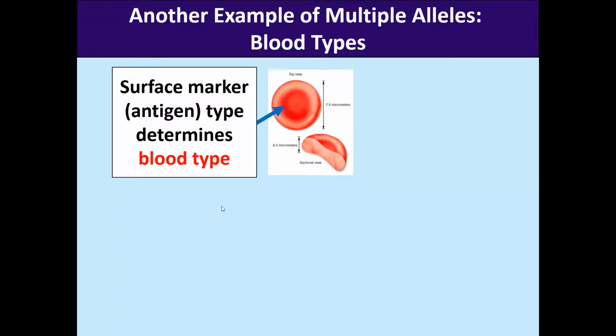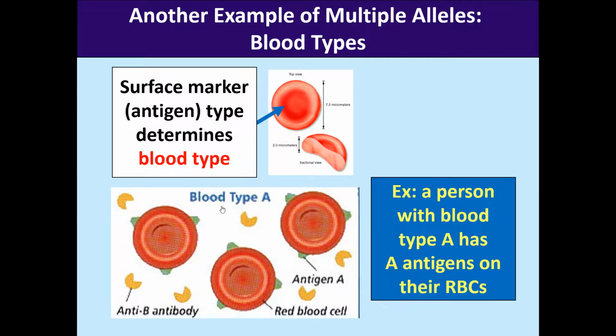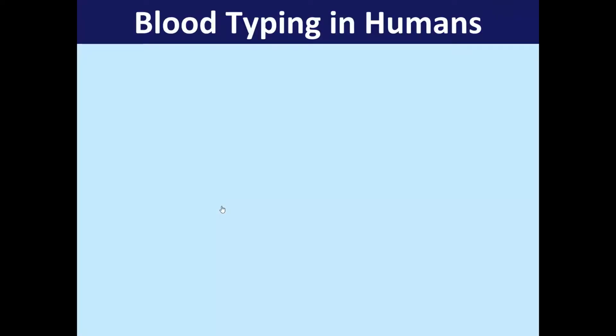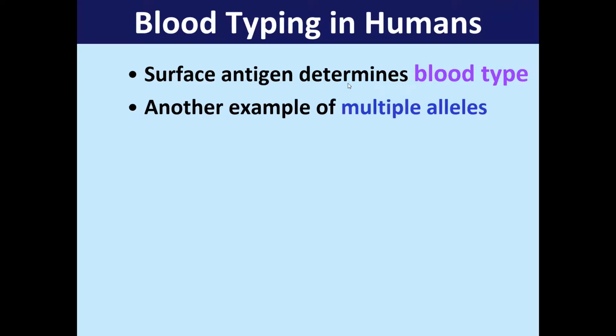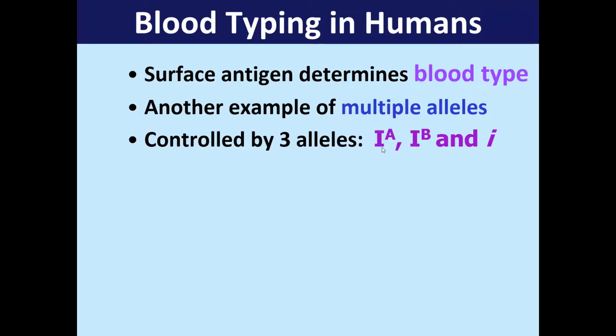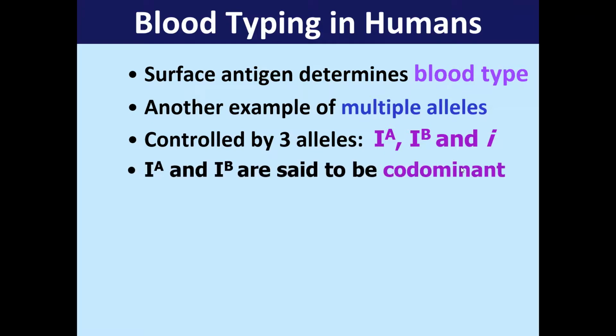Another example of multiple alleles are blood types. We have 3 alleles for blood type. It is the surface antigen on the red blood cell that determines blood type. It's an example of multiple alleles, and the 3 alleles are capital IA, capital IB, and little i. Little i codes for type O blood. IA and IB are said to be codominant because when you inherit both of them, you have AB blood.